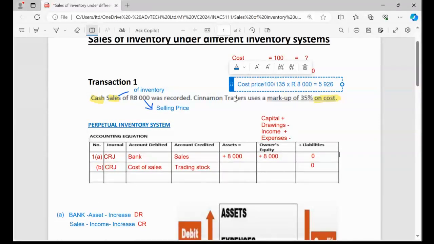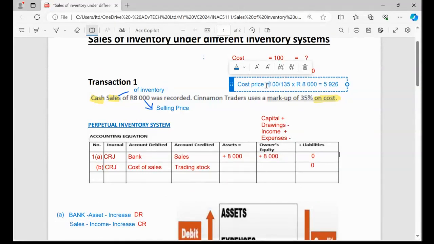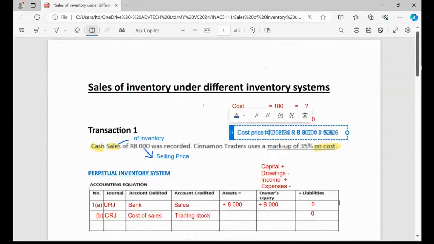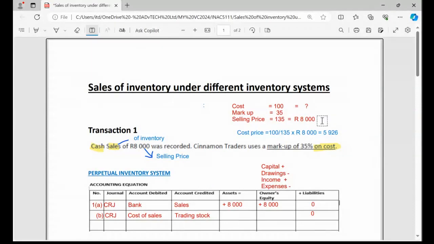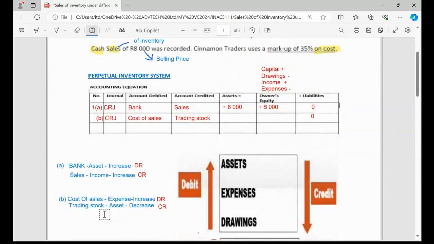Okay, now this is how you need to calculate. This is how you have to calculate. So this is the cost price. Okay, so practice makes perfect. So you'll never go wrong, but remember we still have to talk about the markup. But I'm just saying this is how to calculate the cost price. Okay, so now it means I know my cost is 5926. So now I'm just going to record.